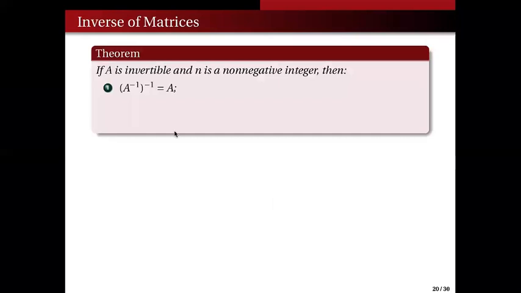Next, suppose A is invertible and n is a non-negative integer. The inverse of the inverse of A is equal to A. So you have the inverse of A, you get the inverse of that, you should get A. You should bring back the matrix A.